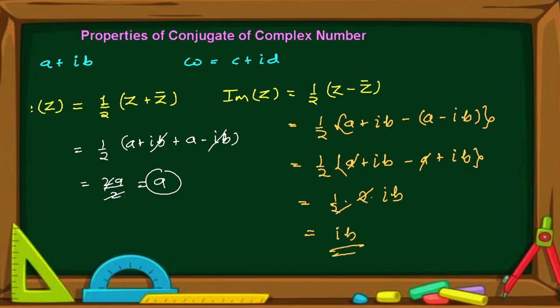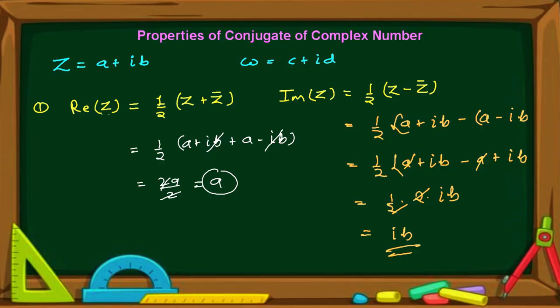So from here, it is very clear that the real part of the complex number is equal to half of the sum of the complex number and the conjugate of that. And similarly, if you take half of the difference of the complex number and the conjugate of that, you'll get the imaginary part of that particular complex number. So this is a little rule of the conjugate of the complex number, all right?